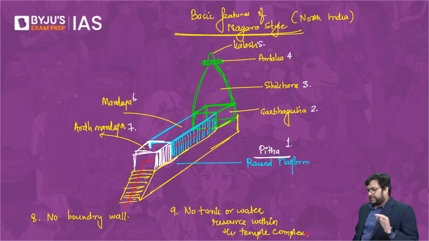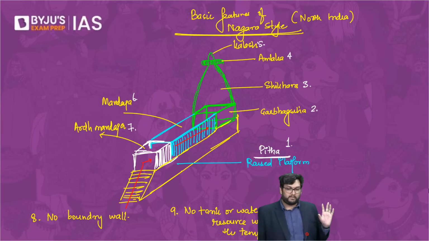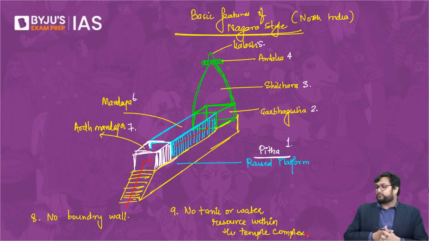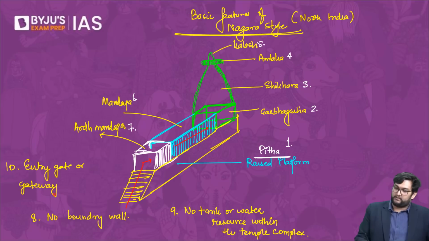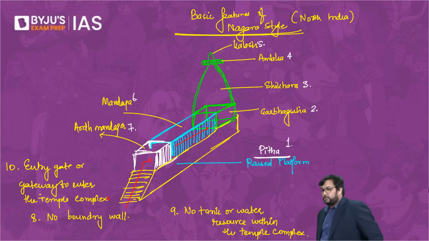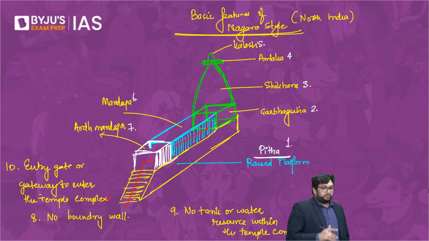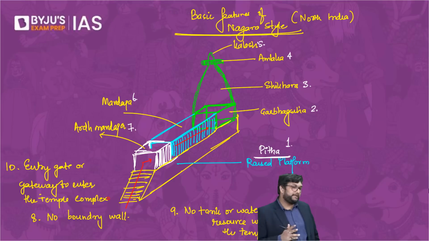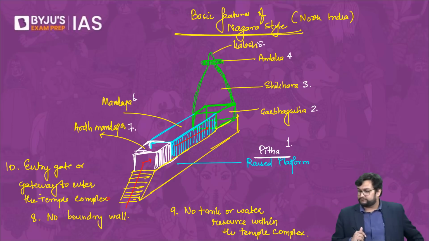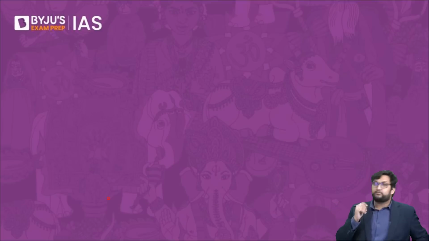Meaning, when you see a Nagara style temple, it will be freestanding. It will be freestanding like this. It most probably will not have a boundary wall and will not have an entry gate or gateway to enter the temple complex. So 10 things are written here. Any issue? No tank, no boundary wall, no entry gate, and the 7 points which you already know. Very good. Now, the 10th and 11th point is more interesting.